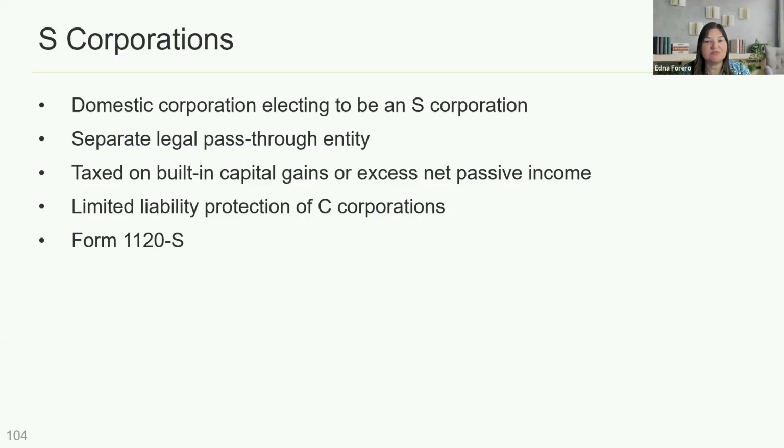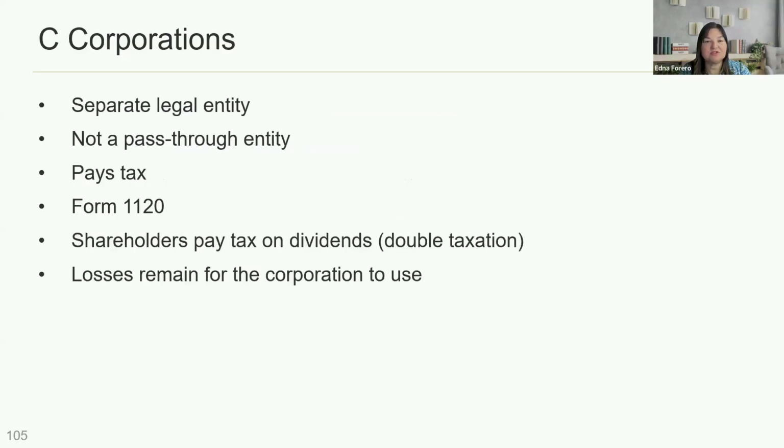This is what they're going to provide to the IRS to show their tax return. So you might also see on C Corps, they're going to see a Form 1120 as well. C Corps do pay tax. It's not a pass-through entity, and it is also a separate legal entity. The shareholders pay tax on dividends. So we might see some double taxation there. The book goes into that, but we're going to talk about that in some of the examples we have. And the losses remain for the corporation to use against their income.